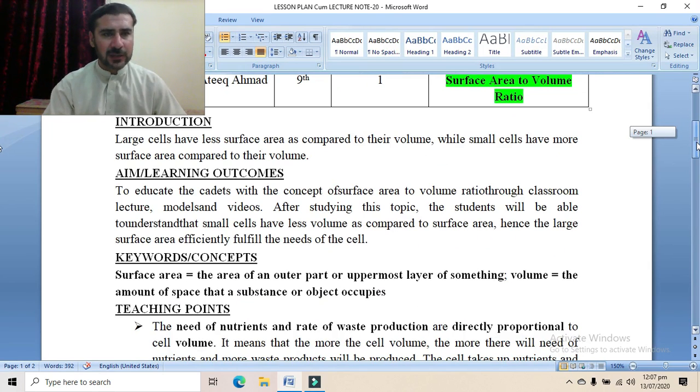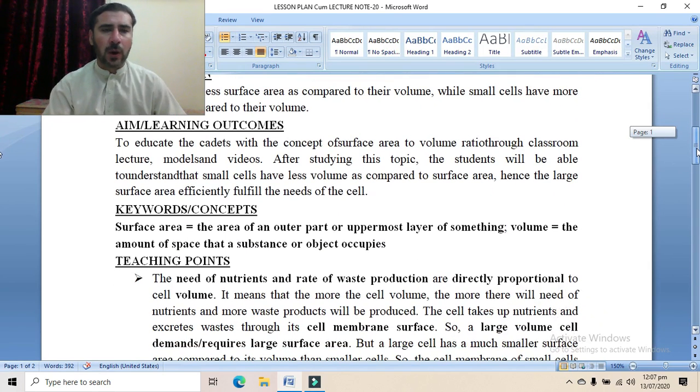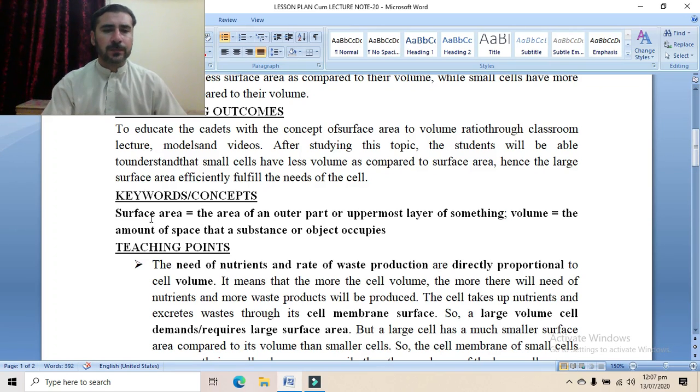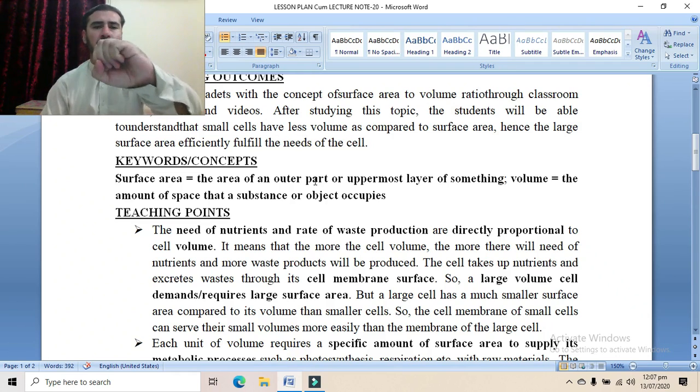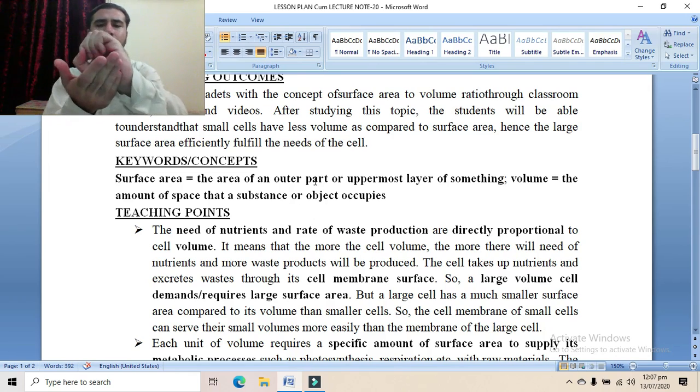What is surface area and what is volume? Surface area is the area of an outer part or uppermost layer of something. If we take the example of a cell, the area of the uppermost layer of the cell is the surface area. Suppose this is a cell, a whole cell. So this whole outer area is the surface area.